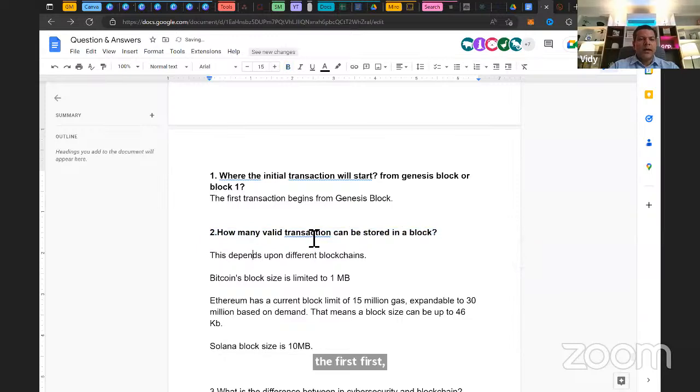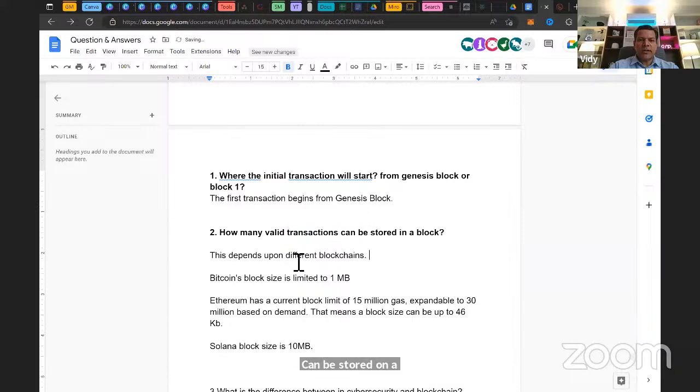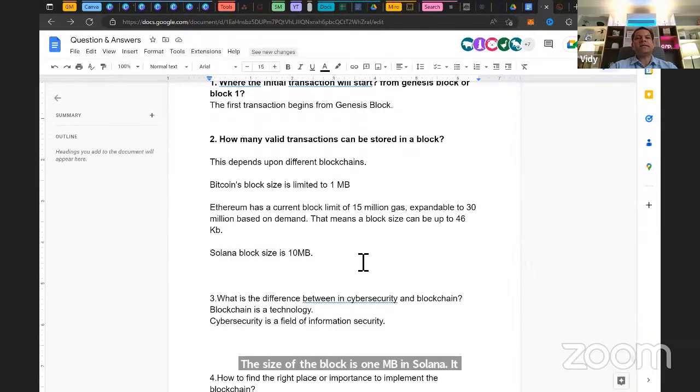Okay. The next question was how many valid transactions can be stored on a block? So the answer to that is it depends on the type of blockchain. For example, in Bitcoin, the size of the block is 1 MB. In Solana, it is 10 MB. So different blockchains have different sizes for that. In Ethereum, it is actually worked out based upon the gas fees. So it is roughly around 46 KB is the size of the block there.